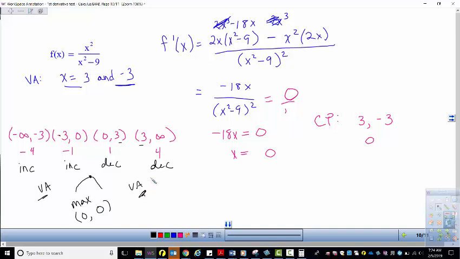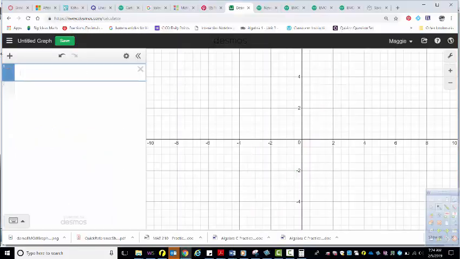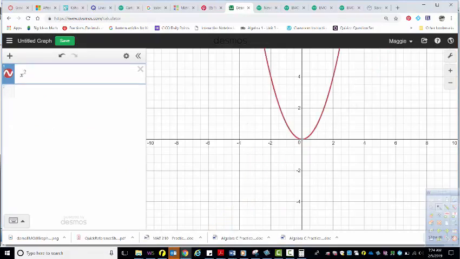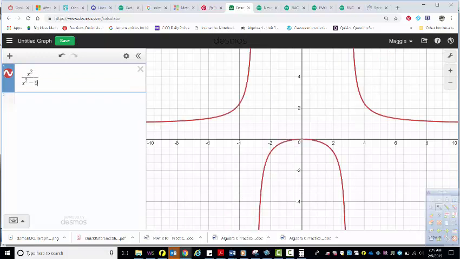And again, eventually we're going to sketch these, but what I like after you get your answers today, or even if you get stuck, is to plug them in Desmos or your graphing calculator. So if I plug this into Desmos, x squared minus 9, you can see my function is increasing.